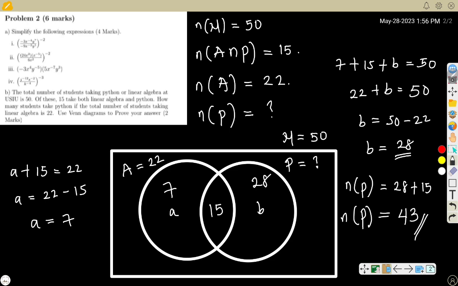So now this Venn diagram means number of linear algebra is 22, that is 7 plus 15. Number of linear algebra only, that is 7. Number of Python is 15 plus 28, 43. Number of Python only, that is 28. So that is the answer. The answer is 43, number of Python.